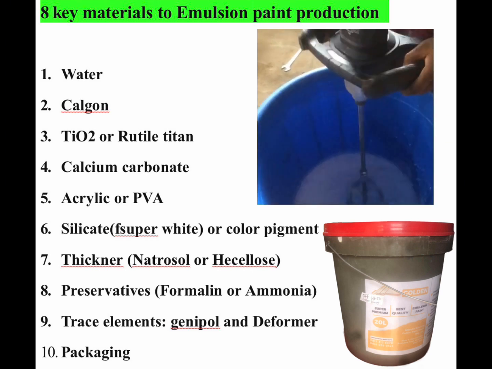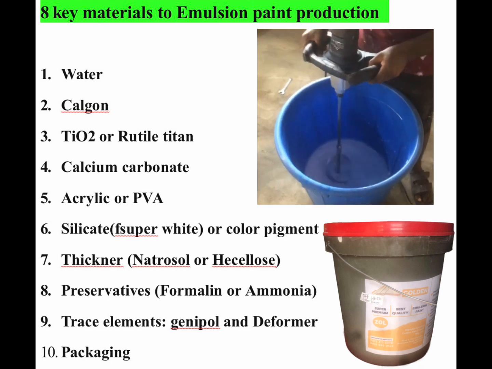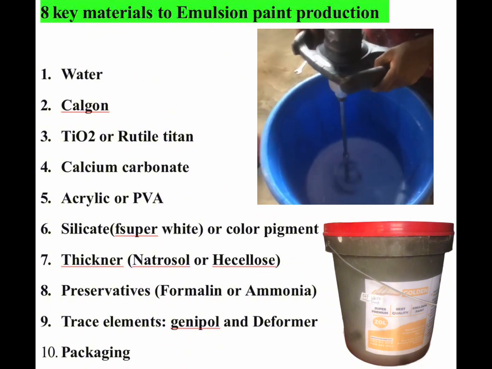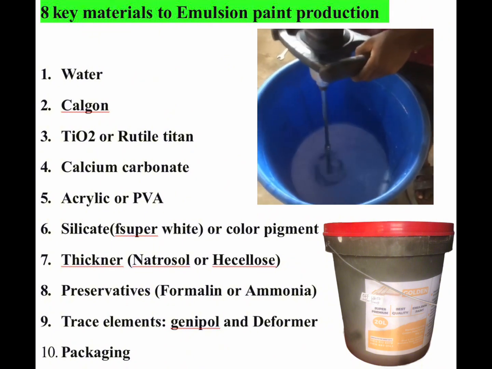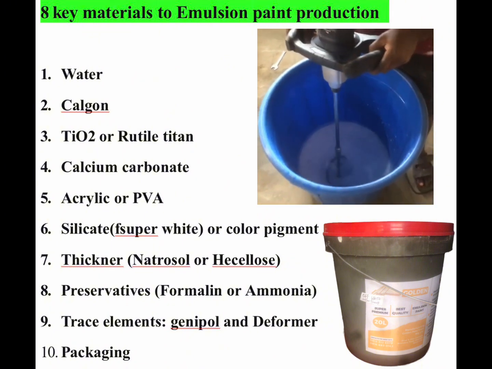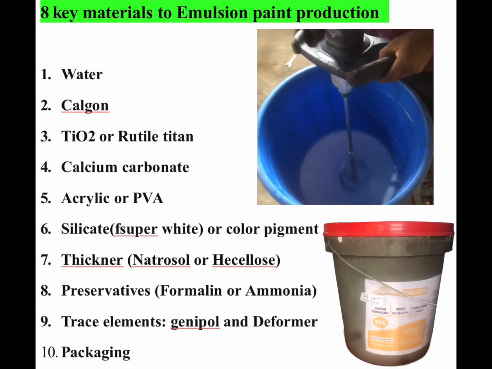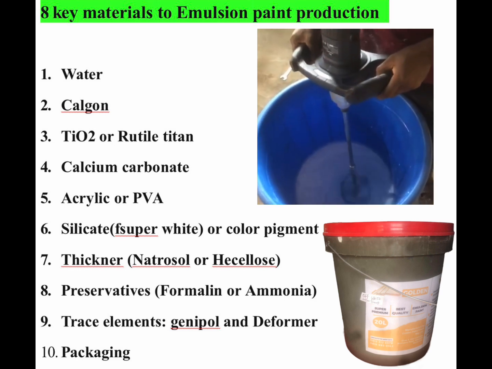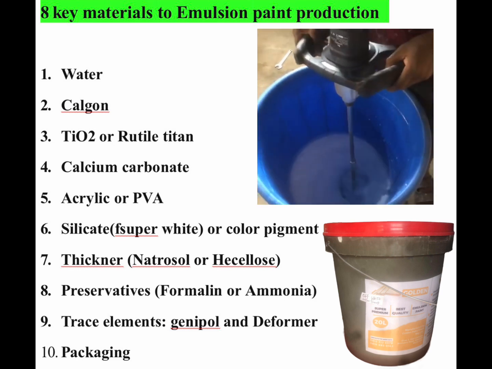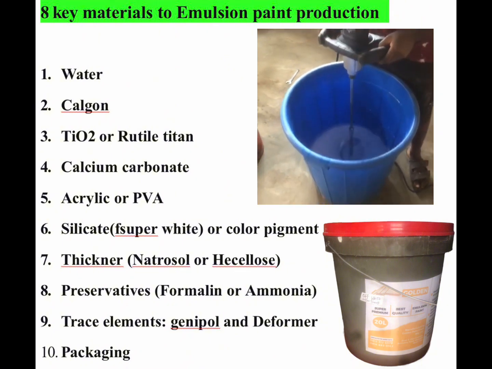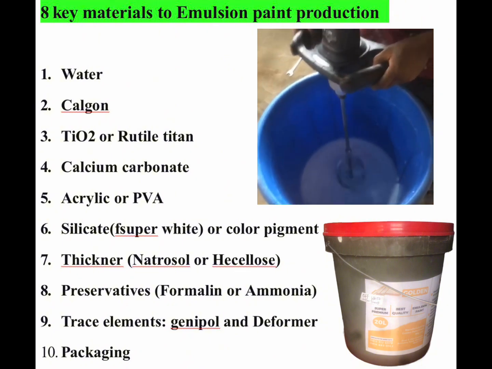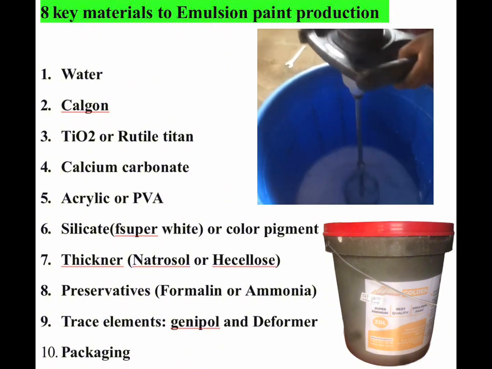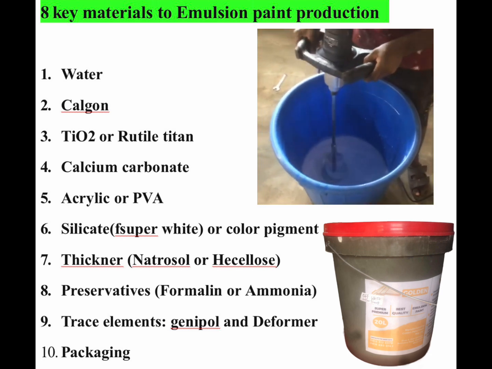So after the acrylic, if it is a white paint, like super white that I want to produce, the next thing I will add is my silicate. Your silicate helps the paint to have whitening. It's a whitening agent.